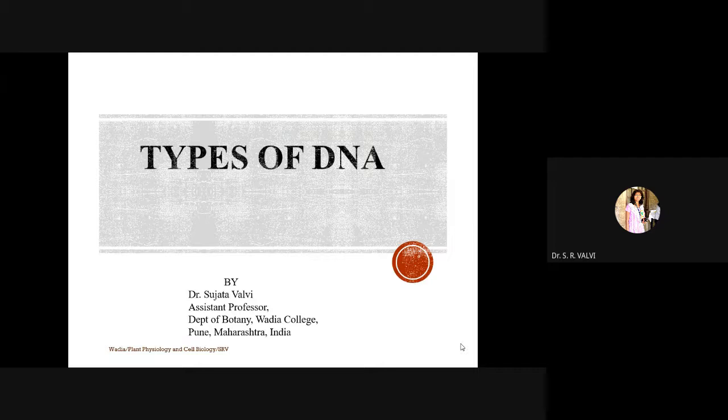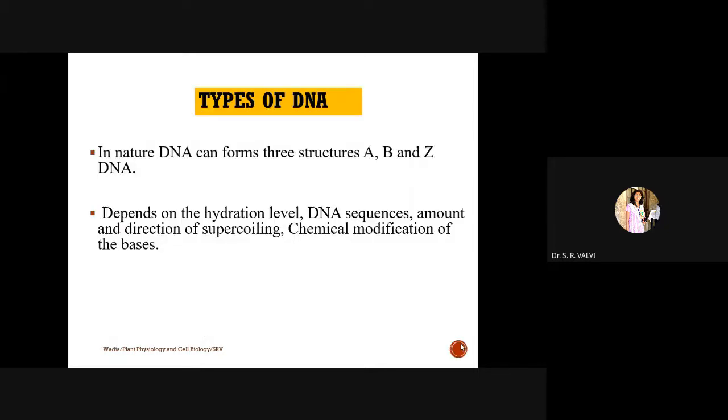So in this chapter we are going to learn types of DNA. Now see, in nature DNA can form three structures, or three types we can say. These types are A form or A type of DNA, B type of DNA and Z type of DNA. So A, B and Z types of DNA are present.